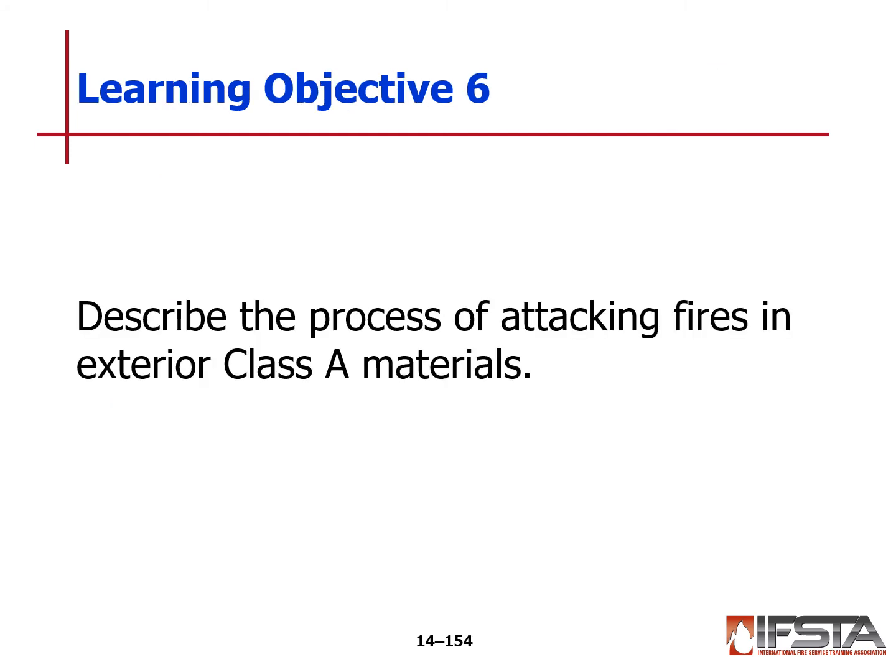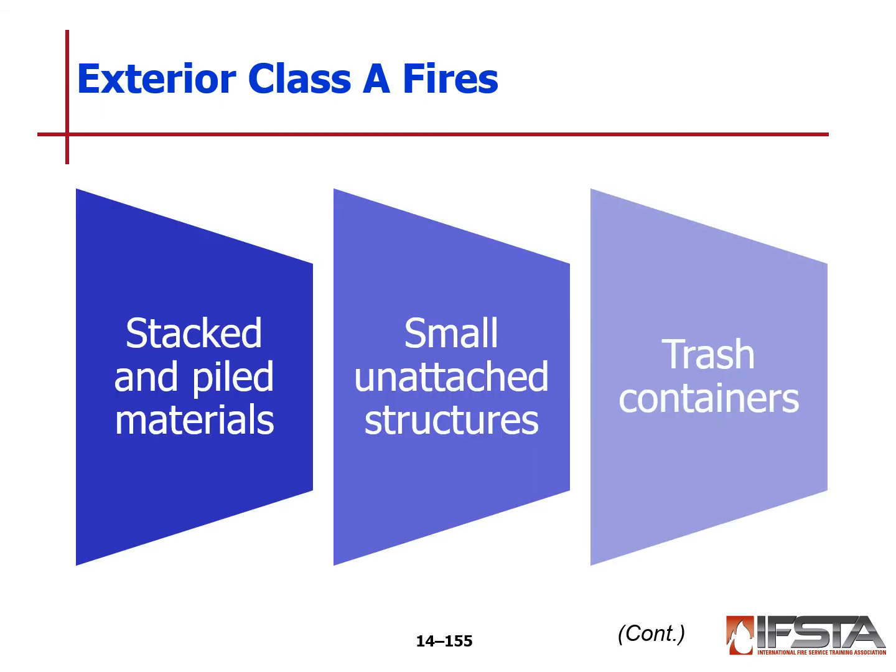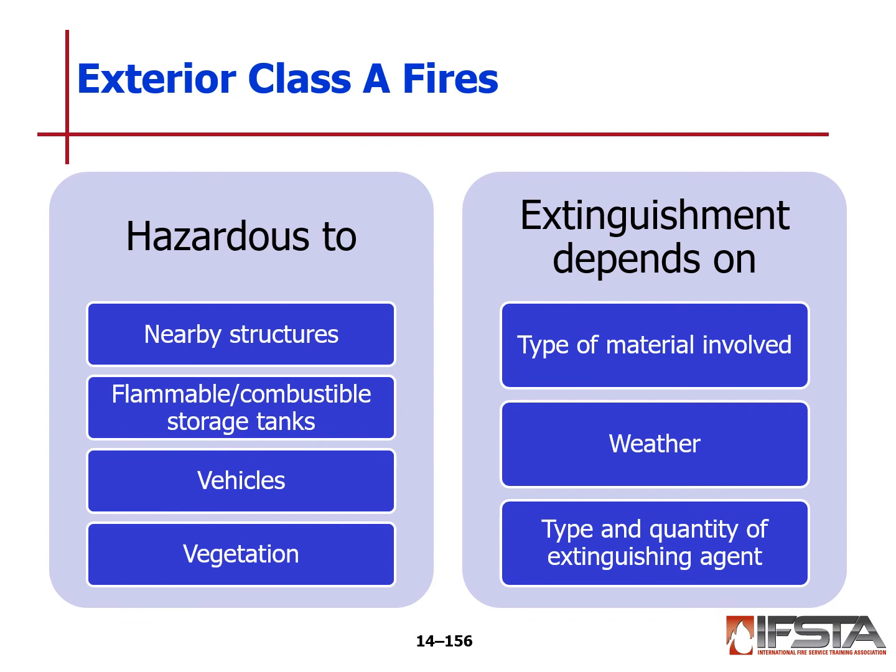Next is the process of attacking fires in exterior Class A materials. This could be debris piles of stacked and piled materials, brush, leaves, things like that, small unattached structures, or even trash containers or dumpster fires. They can be a hazard to nearby structures. Flammable and combustible storage tanks can be endangered, as well as vehicles and simply the vegetation.